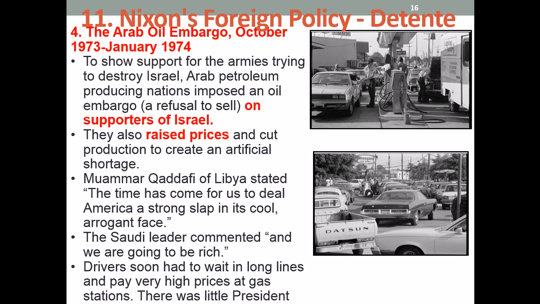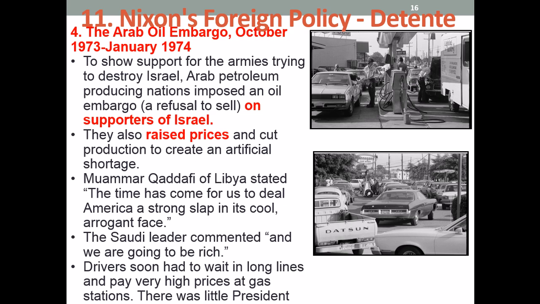Arab petroleum producing nations imposed an oil embargo, a refusal to sell oil to the United States and Western Europe, those who are in support of Israel. The result, of course, is that gas prices in the United States went way up. Long lines at gas stations, gas shortages. And it made us realize, we are dependent on foreign oil. And this is probably a bad idea, considering the fact that we are now in support of Israel.